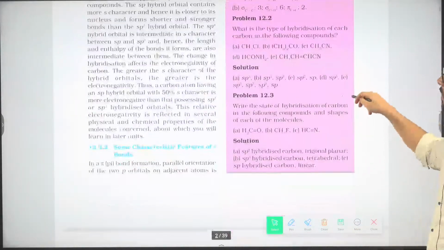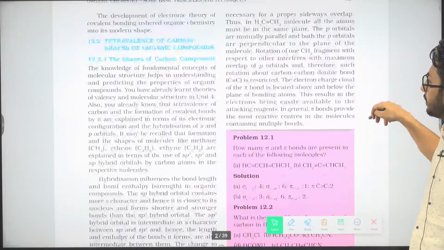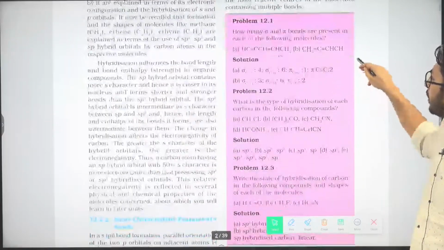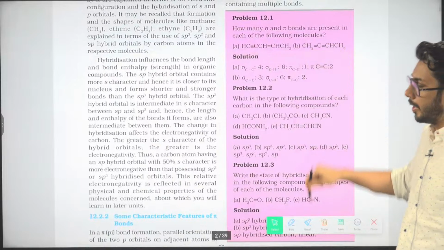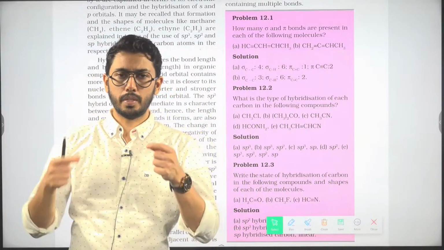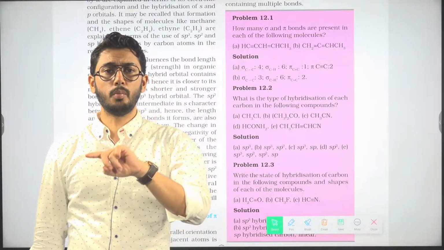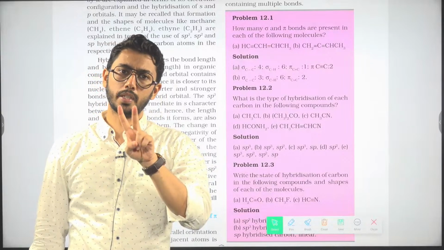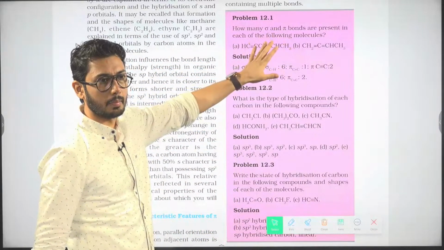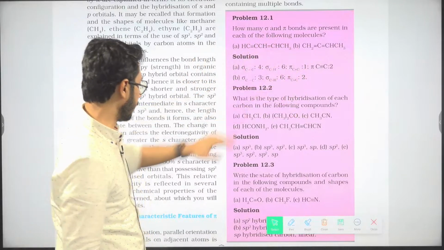Then what is given after this hybridization explanation? It is given here, example 12.1, sigma and pi bonds. I think that most of you know that between two atoms, the first bond is sigma, and any further bond formed between the two atoms is pi. So here in these questions, you have to count sigma and pi bonds. Like the first one.